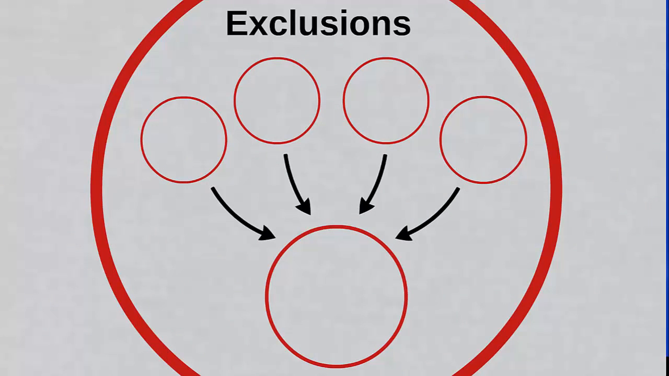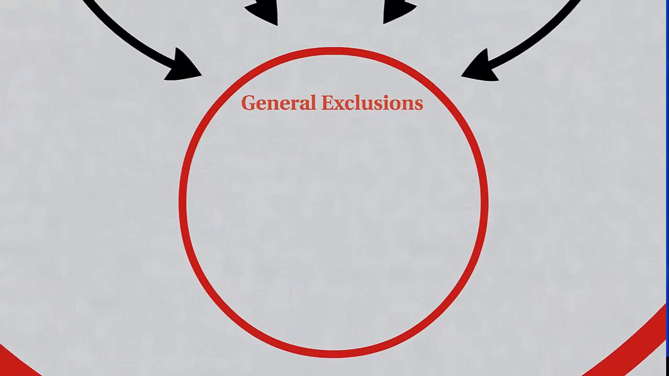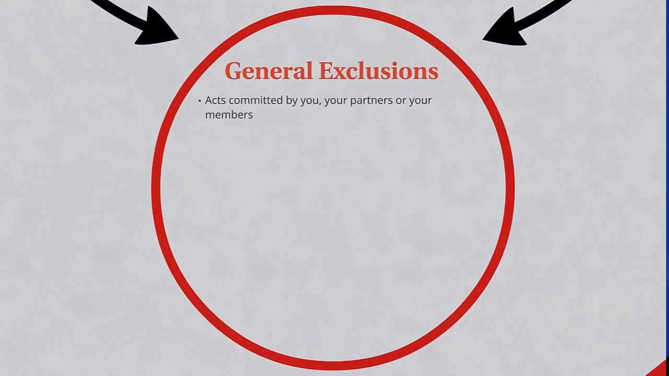Now let's look at the exclusions under the commercial crime policy. First, we'll talk about general exclusions to all 8 insuring agreements, and then we'll talk about those that apply to a single insuring agreement. Those applicable only to employee theft, applicable to inside and outside the premises, computer fraud, and funds transfer fraud. So let's look at the general exclusions.